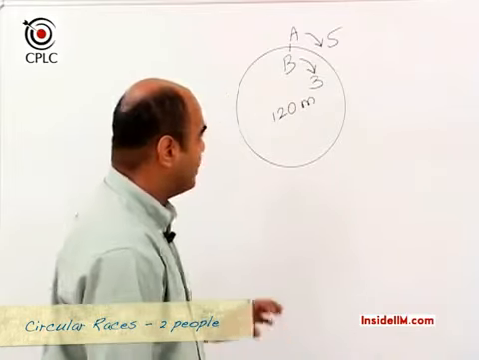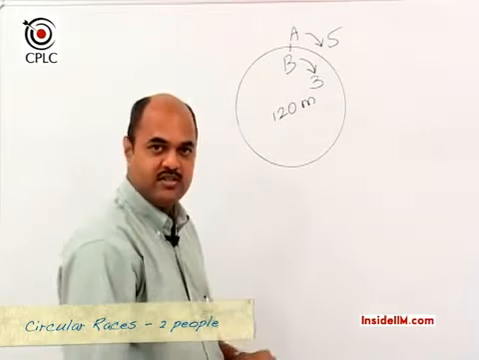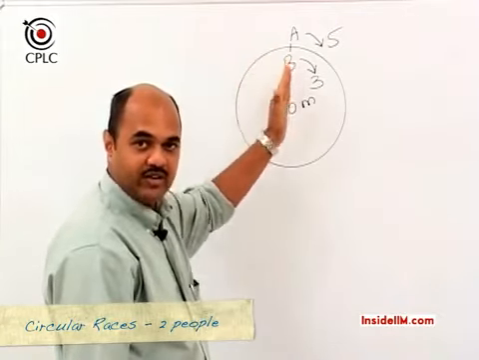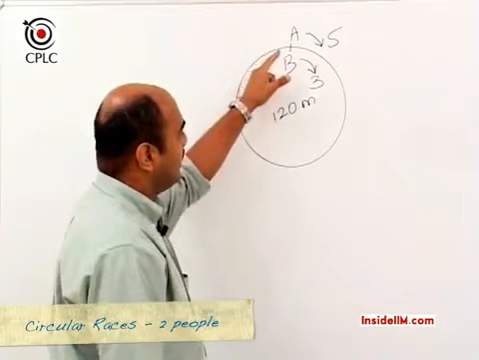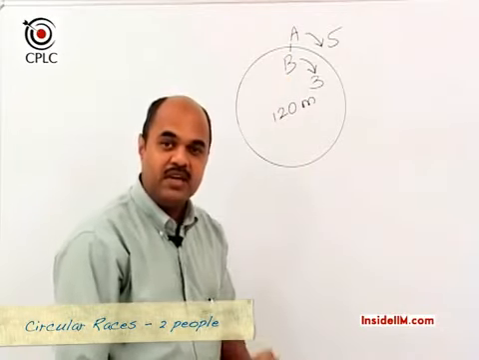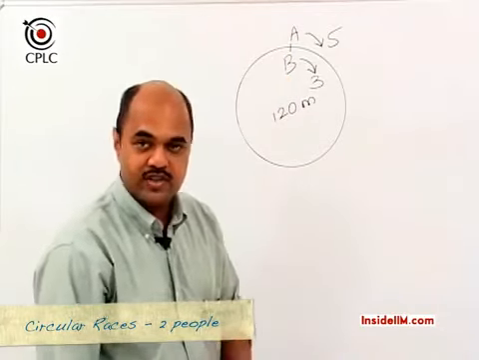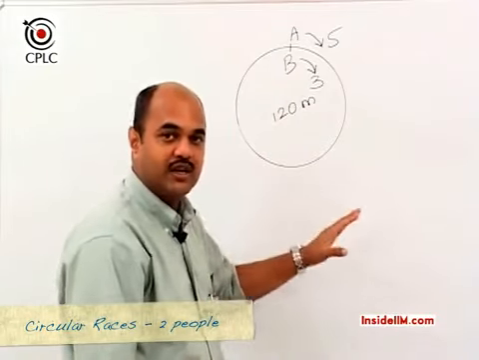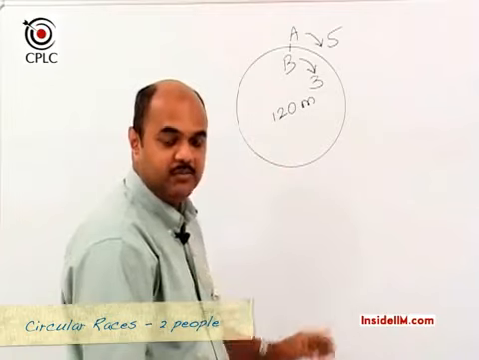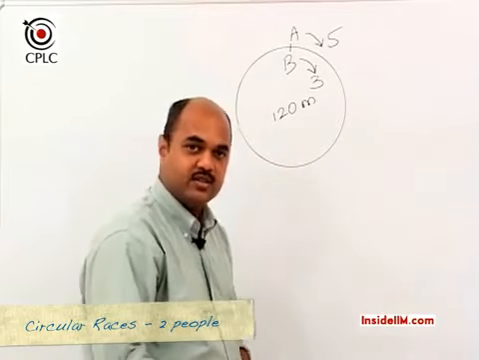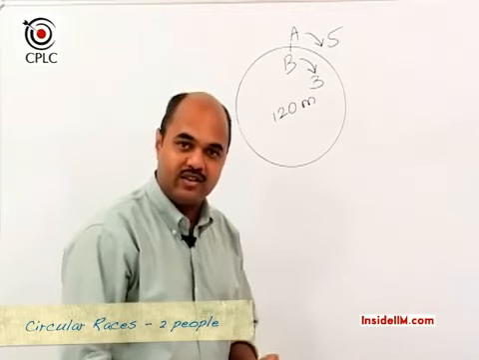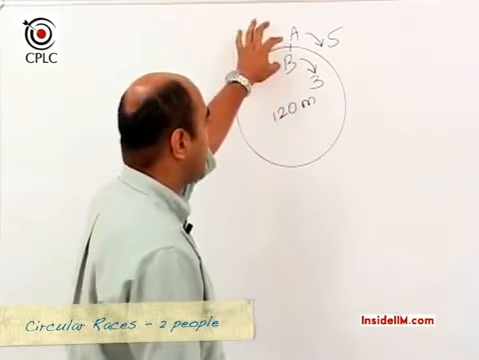Now in these questions of races along circular tracks, there are two kinds of questions which are typically asked. The first one is, after they start, and they start together, in how much time will they meet for the first time? And the second question is, after how much time will they meet together at the same start point?